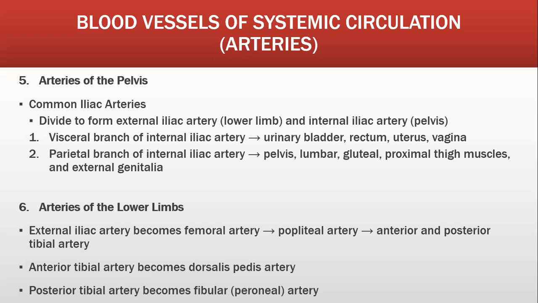For the arteries of the lower limbs, we have the external iliac artery that becomes the femoral artery, then branches to become the popliteal artery, then lastly branches to become the anterior and posterior tibial artery. Then this anterior tibial artery becomes the dorsalis pedis artery, and the posterior tibial artery becomes the fibular or peroneal artery.